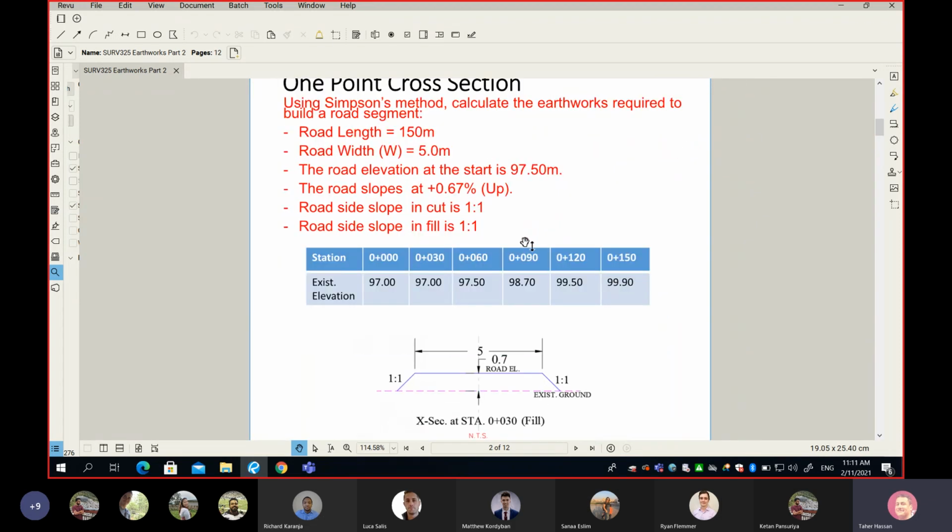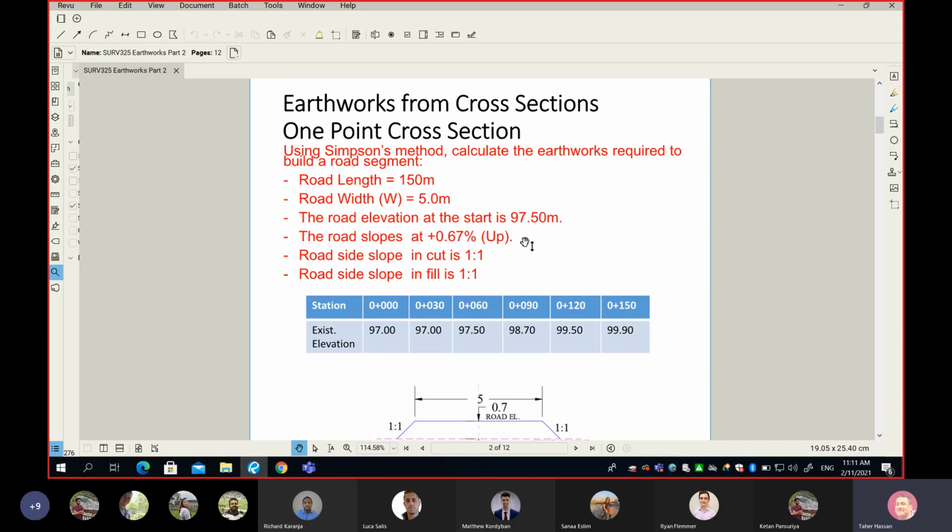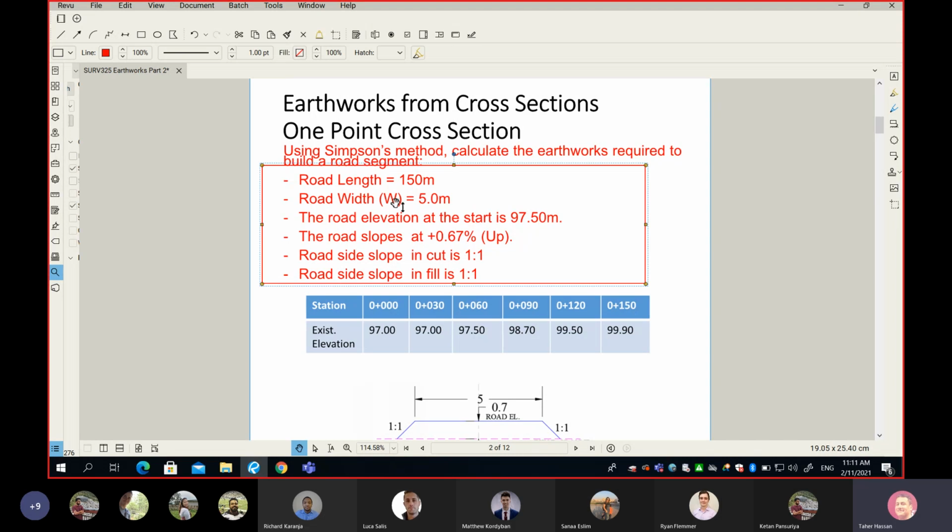My next problem here is another road segment. But this road segment is a little bit different from the one we had before, and I will show you how. Let me first show you what information we have. Look at this, please. The length of the road is 150 meter. The road width is 5 meter. The road elevation at the start is 97.5 meters. The road slopes up at 6.67%, and the side slope is 1-to-1 in cut, and also 1-to-1 in fill.